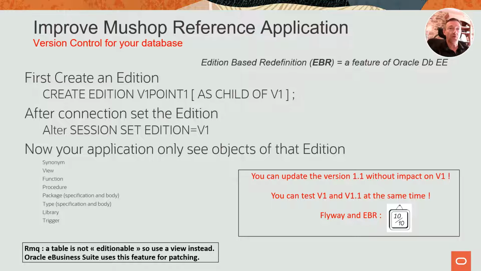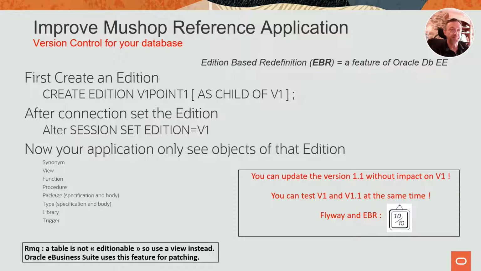This is a feature of Oracle Database Enterprise Edition. With this feature, you are able to have a version for all the objects of your schema in, for example, my autonomous database, except with tables. A table is not an editionable object. So the only constraint you have as a developer is to use a view. For each table, you must create a view. It's not a very strong constraint, really.